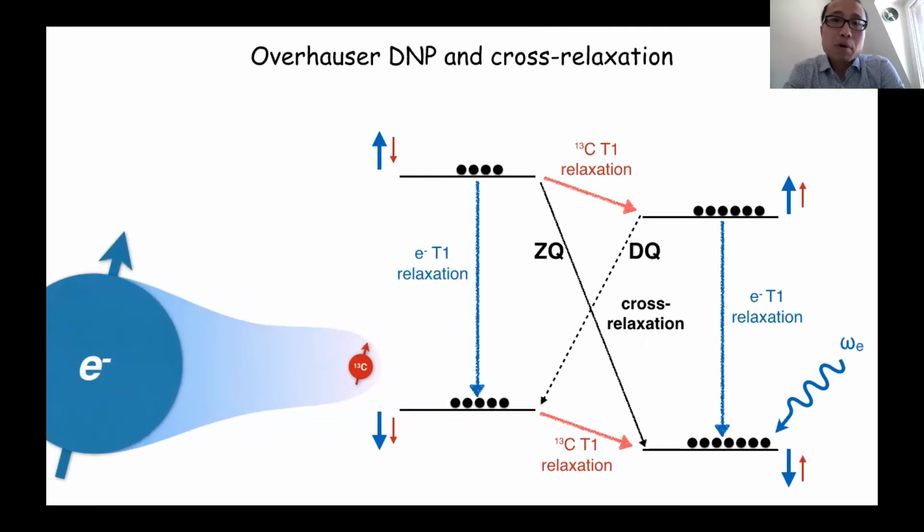And when this interaction fluctuates at a proper frequency, we'll take a look at this in more detail in a few minutes. This could drive the zero quantum electron spin, nuclear spin cross-relaxation process. So here we have the famous four energy level diagram, and we shine the microwave to the electron spin to repopulate the electron spin at EPR energy levels. Together with the zero quantum cross-relaxation pathway, you obtain DNP enhancement, for example, in this case on carbon.